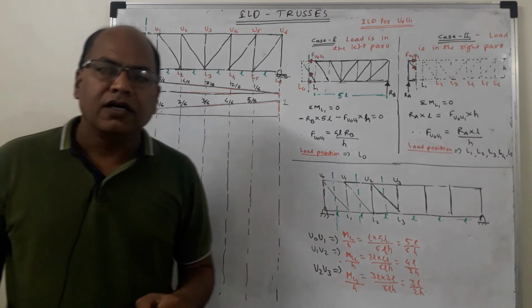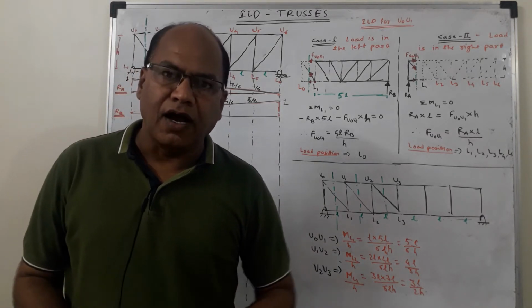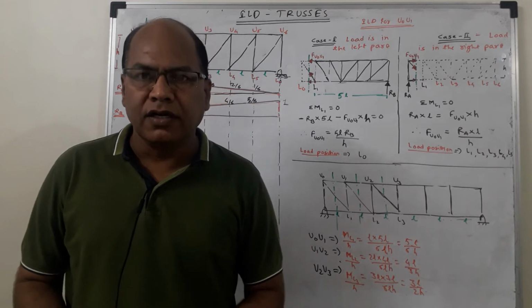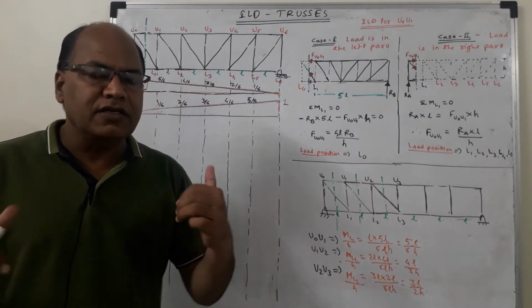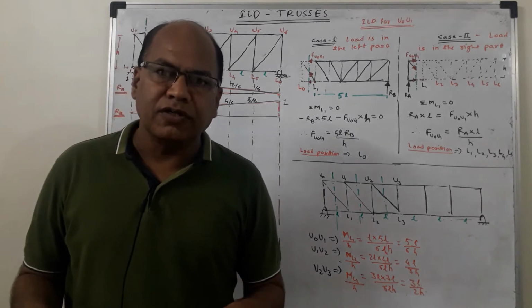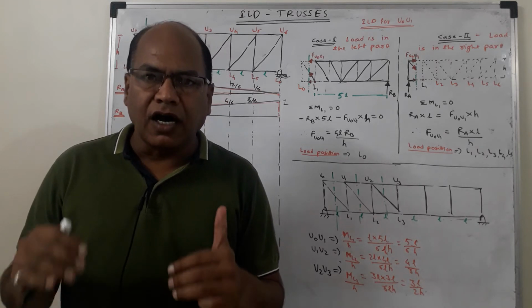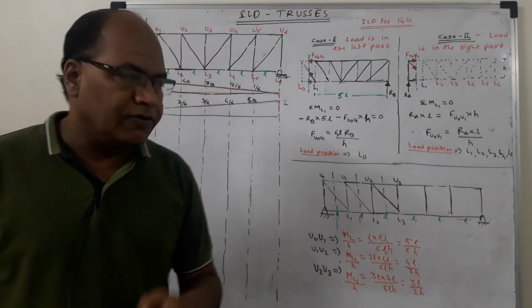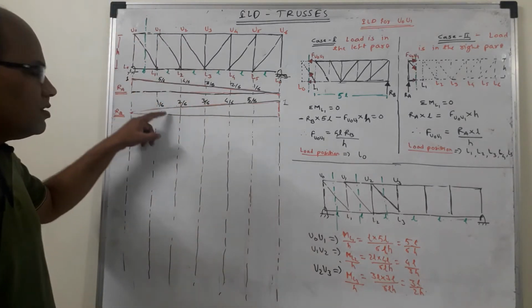Now we know that every member in a truss carries an axial force, either tension or compression. Here we are going to draw the ILD for these internal forces in the members. The compressive force I am going to treat as positive, whereas tensile force I am going to treat as negative. Now let us draw the ILD for reactions first.